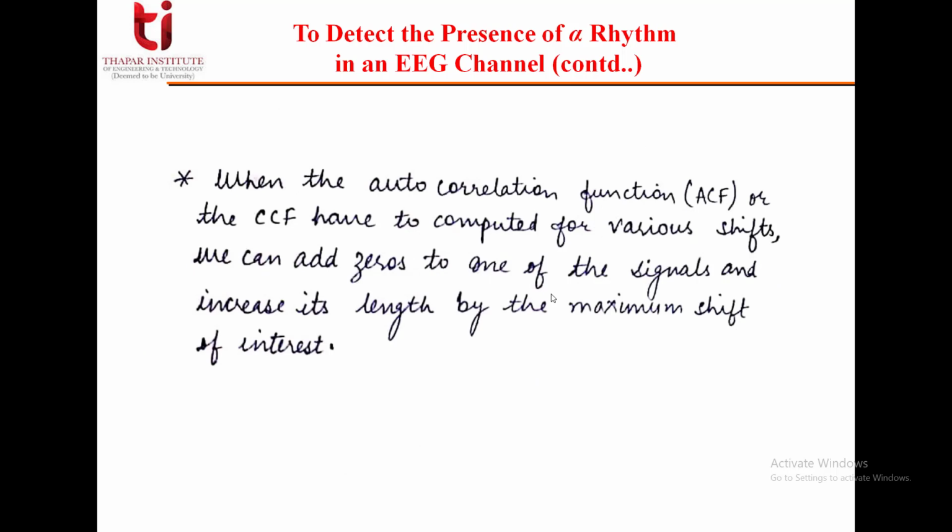Now if I want to calculate the autocorrelation function, meaning the same signal I have to correlate with the same signal, then this cross correlation function, that is CCF, has to be computed for various shifts, and we can add zeros to one of the signals and increase its length by the maximum shift of interest. So if there are more values and we want to shift to large values, we can add zeros to the signal which has less length.